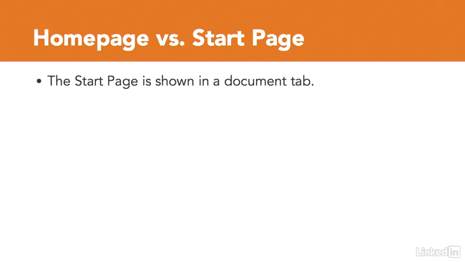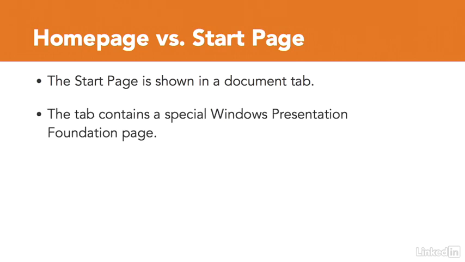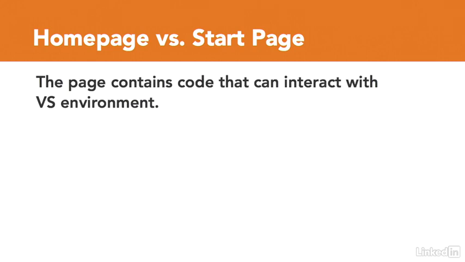The Start page is also shown in a Document tab. That tab contains a special Windows Presentation Foundation page. This page is programmed in C# and can interact with the Visual Studio environment. That means that any feature available in Visual Studio can be accessed from the page. The default start page only provides a few features like load project and create new project, but custom start pages can be created to do much more.